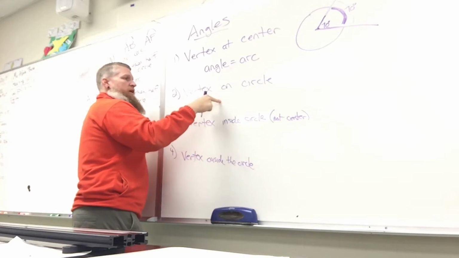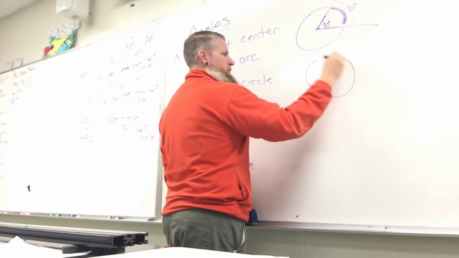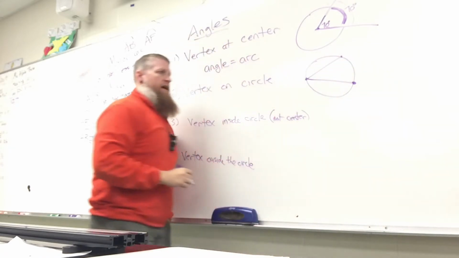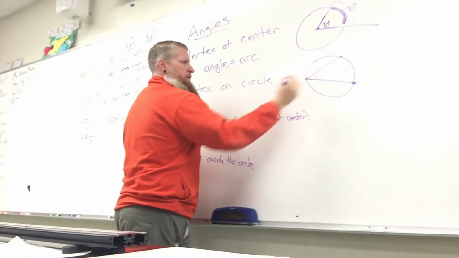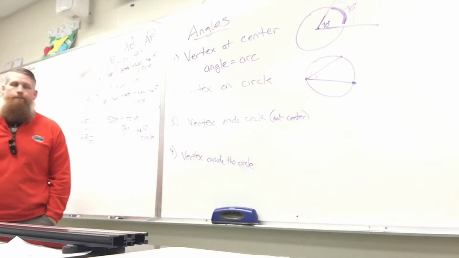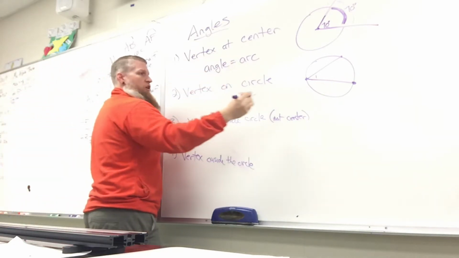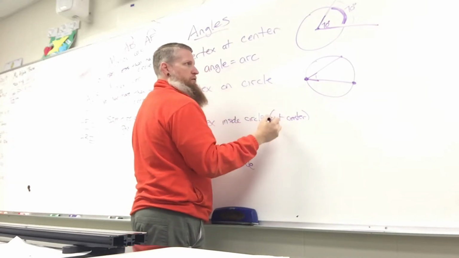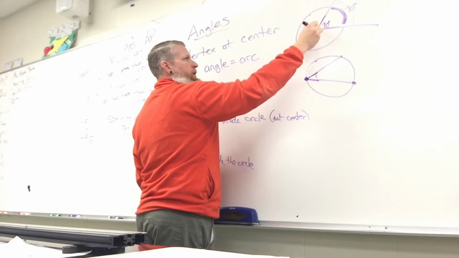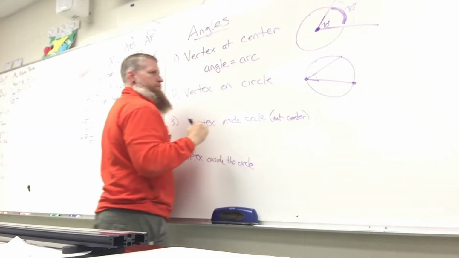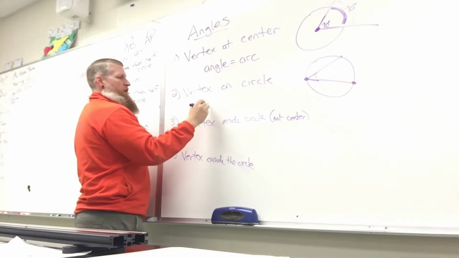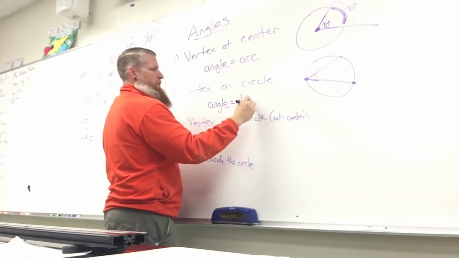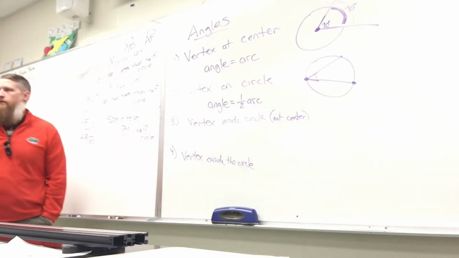Okay? For this one here, vertex on the circle, it would be something that looks like that. Okay, so again, looking at that angle right there, I'm just calling it angle 1. If it's on the circle, so here's my vertex. When I say on, I mean it's connected to the circle. Like here it's connected to the center point. This one's on the circle. If this happens, the way you deal with it is the angle is going to be 1/2 the arc.